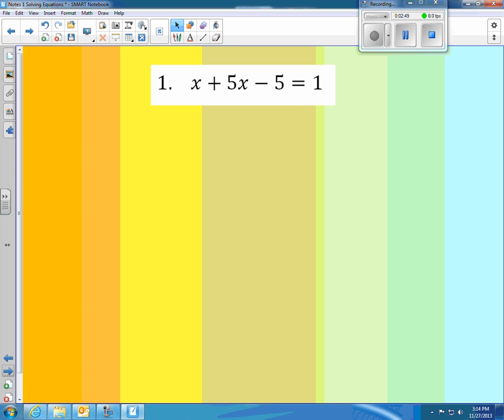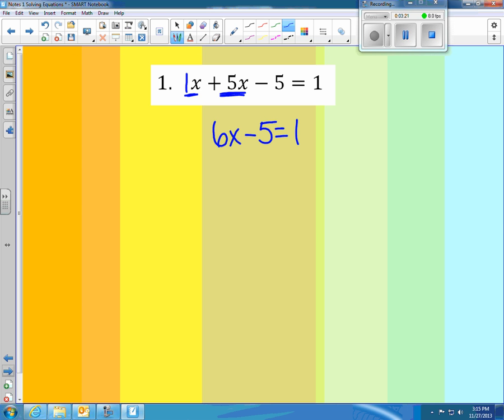So simplify each side of the equal sign by distributing and combining like terms. Well, we have no parentheses, so we have nothing we need to distribute, but we do have some like terms. They are both on the same side of the equal sign, so we're just going to combine them. It's an x, which we're thinking 1x, and a 5x. So we're going to combine those by adding because they're both positive, and we get ourselves 6x minus 5 equals 1.